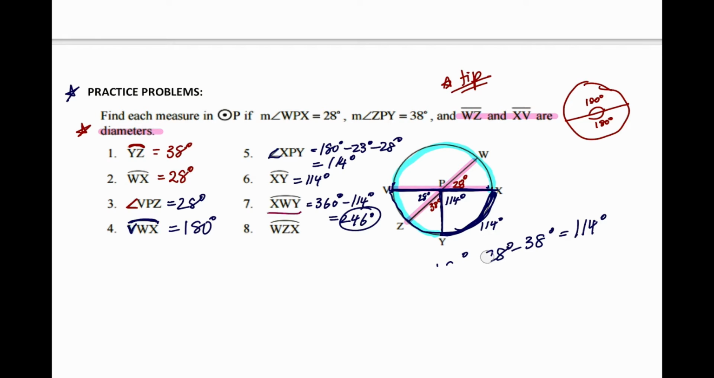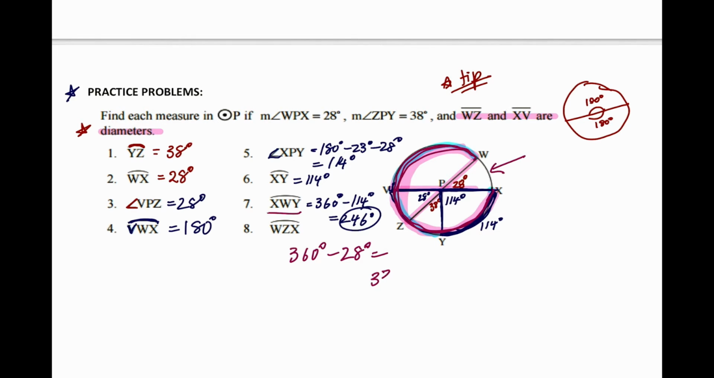All right, then the last one. Arc WZX. WZX, this much. I know I got a lot of colors. WZX is this much. Okay. Now we're going to have to look at the whole circle. And we know that this much is 28 degrees. So if you subtract that, that will give you WZX, which is the rest of this. And that should come out to be 332 degrees. Okay?